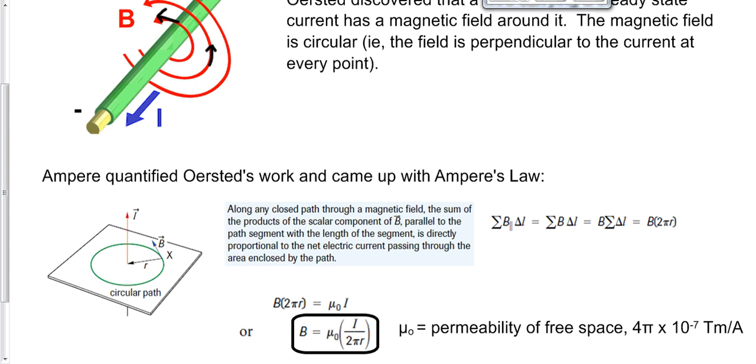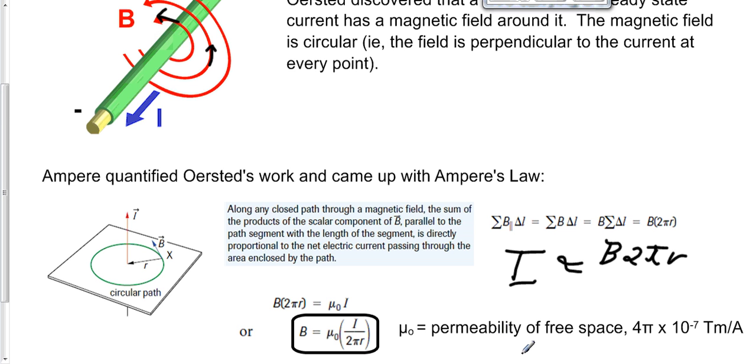Let's try that again. What I can say here is that the current is proportional to B times 2 pi r. And of course, to make anything proportional into an equality, you have to add a constant. And this constant is given by mu naught. Mu, again, is that Greek letter, kind of like an M, kind of like a U. And it's called the permeability of free space.